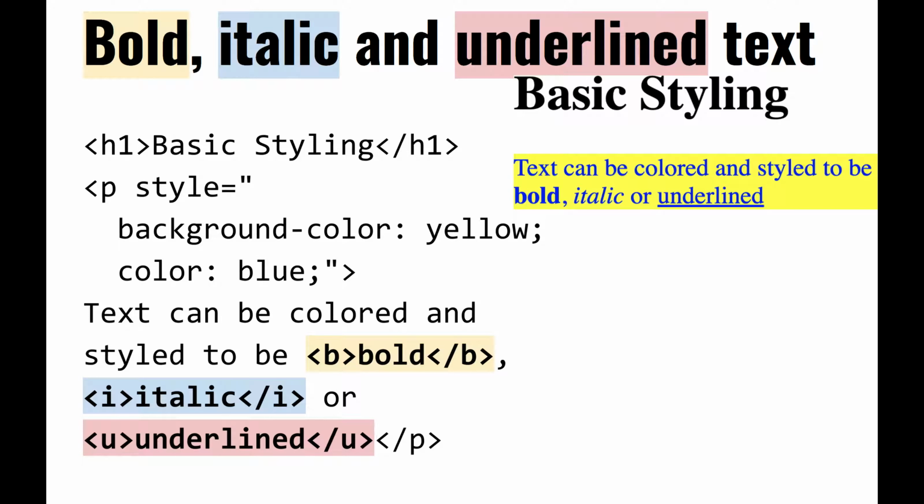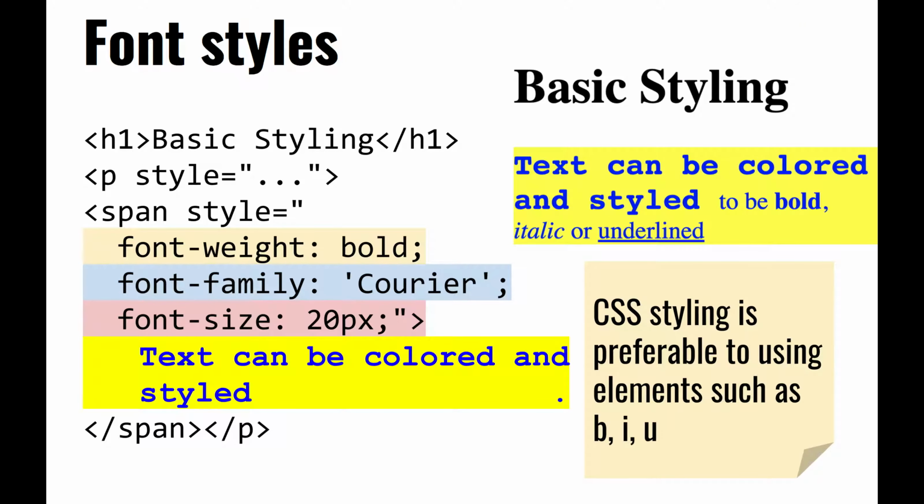Instead of using elements that are specific for styling, a better way to change that kind of styling is through using CSS rules, such as font weight. We can say bold. Font family, we can change it so that it's Courier or Arial or whatever font you prefer. Here we use Courier. The font size, we change it to 20 pixels. Notice that it only changed it for that one particular piece of text. Okay.